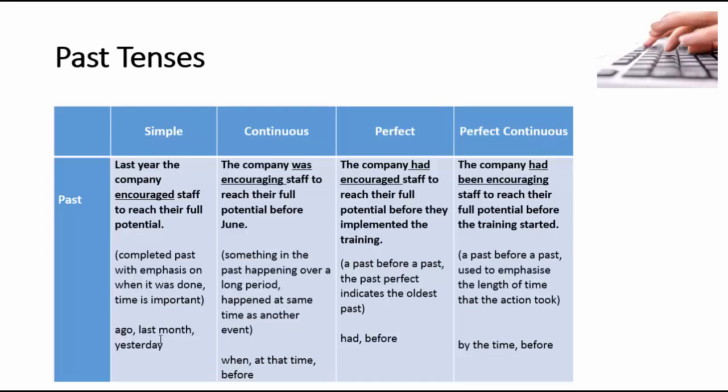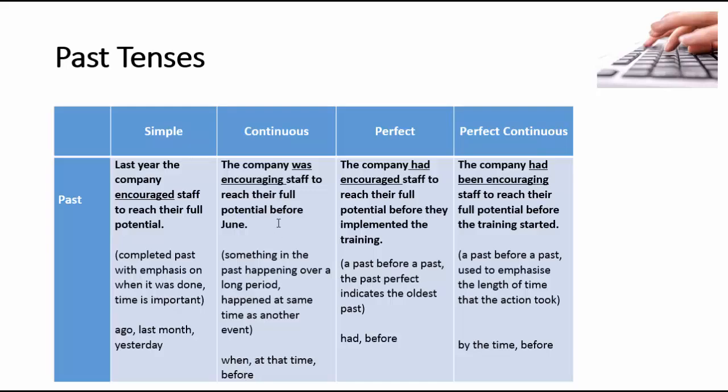In the continuous: the company was encouraging staff to reach their full potential before June. So it's something that's happened in the past, and by using a continuous tense, which we can see with the ing, we know that it's happening for a period of time. It gives us that feeling that it's continuing. We often use past continuous with words such as when or at that time or before.